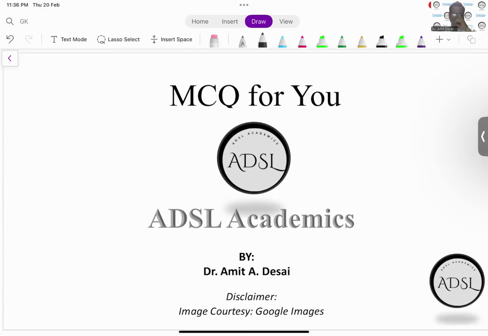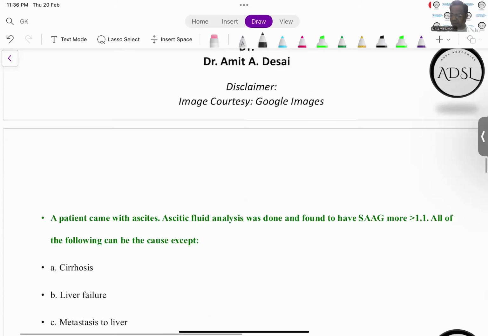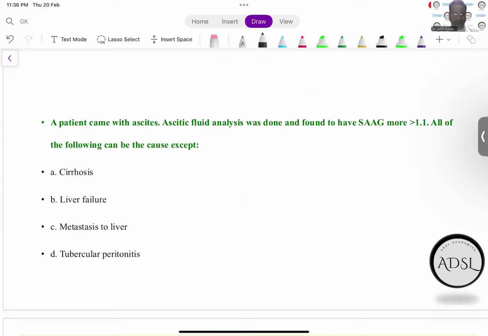I take lectures in surgery and anatomy for FMGE as well as NEET PG. So let us look at this question. A patient came with ascites. Ascitic fluid analysis was done and found to have SAAG of more than 1.1. Now, all of these can be a cause except.